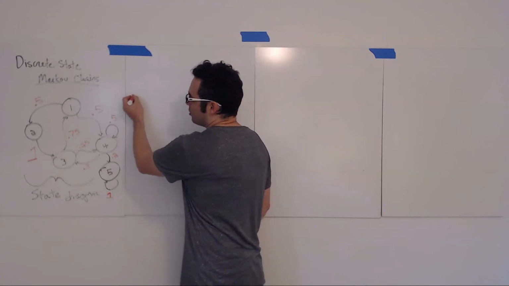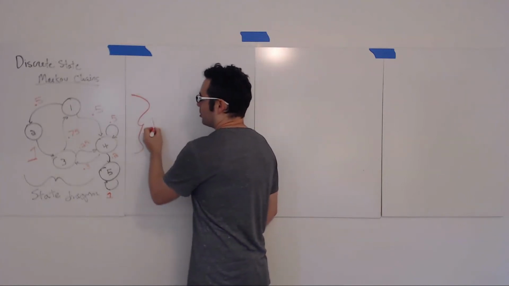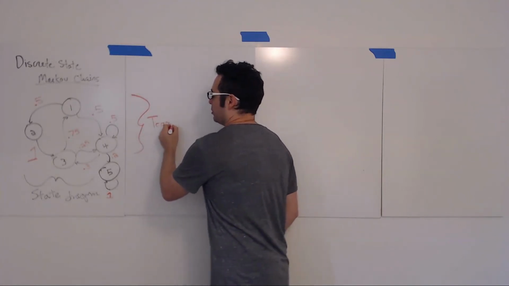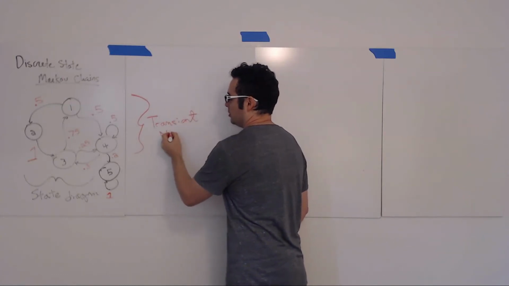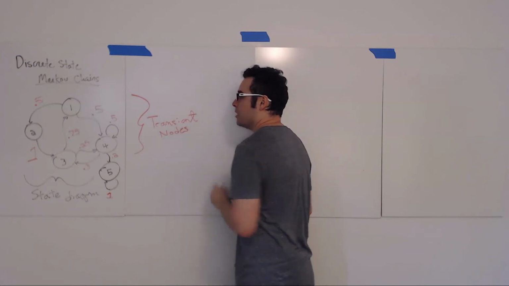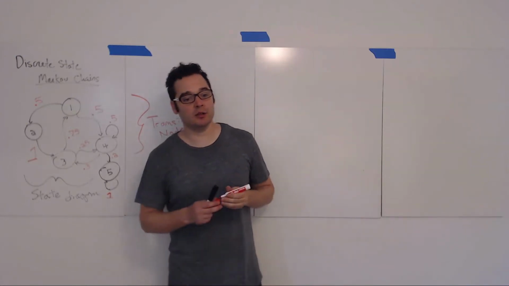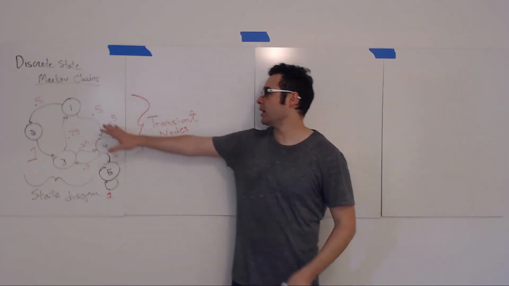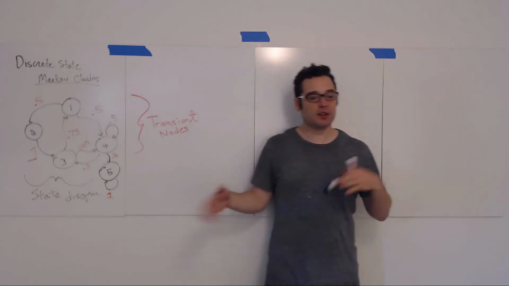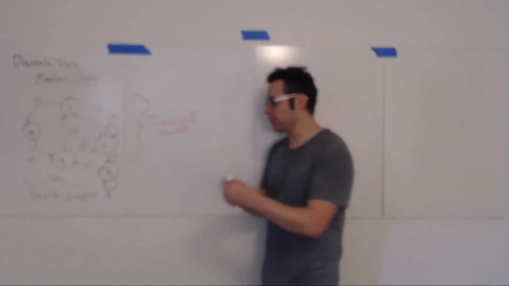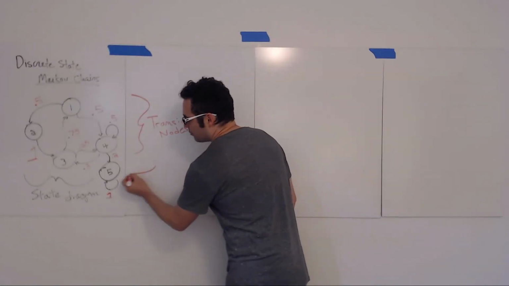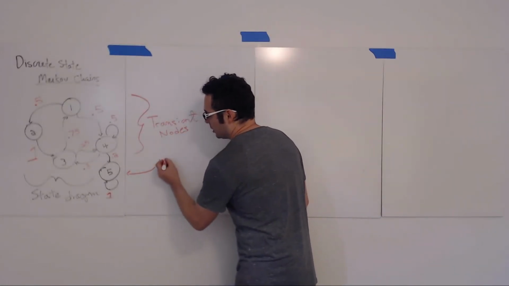Nodes 1 through 4 are called transient nodes. And the reason why they're called transient nodes is because as you enter them, you end up passing through them and you're allowed to leave. Now, in contrast, this node number 5 is called an absorbing node.